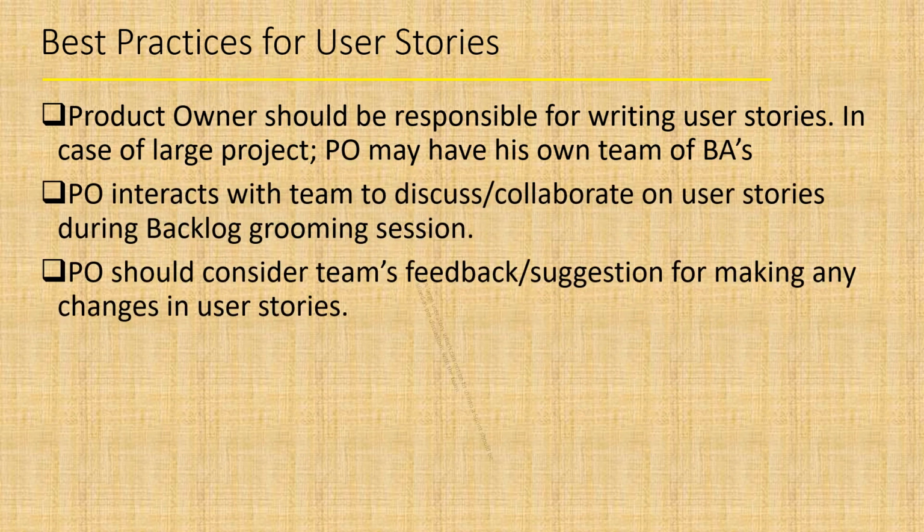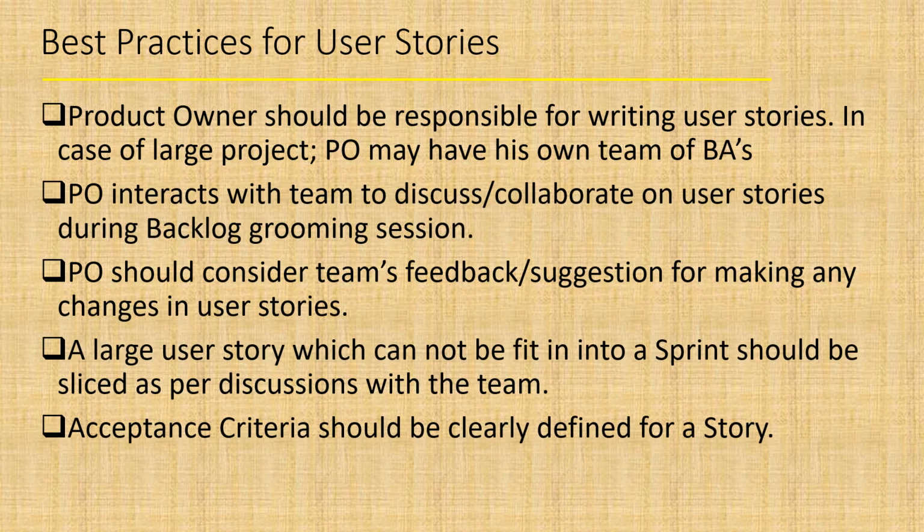Now, what are the best practices when it comes to developing the user stories? So the first thing is, when it comes to the Agile Scrum process, the product owner should be responsible for writing user stories. If the PO or his team is new to the Scrum process, the Scrum Master may guide him in terms of understanding what exactly a user story is, how it is written, and how to maintain the product backlog. But the ownership of writing the user story will always remain with the product owner. In a large application or a large product, a product owner may have his own team of BAs, but from the team's perspective, the product owner will be the single point of contact in terms of explaining the requirements of the user stories to the team.